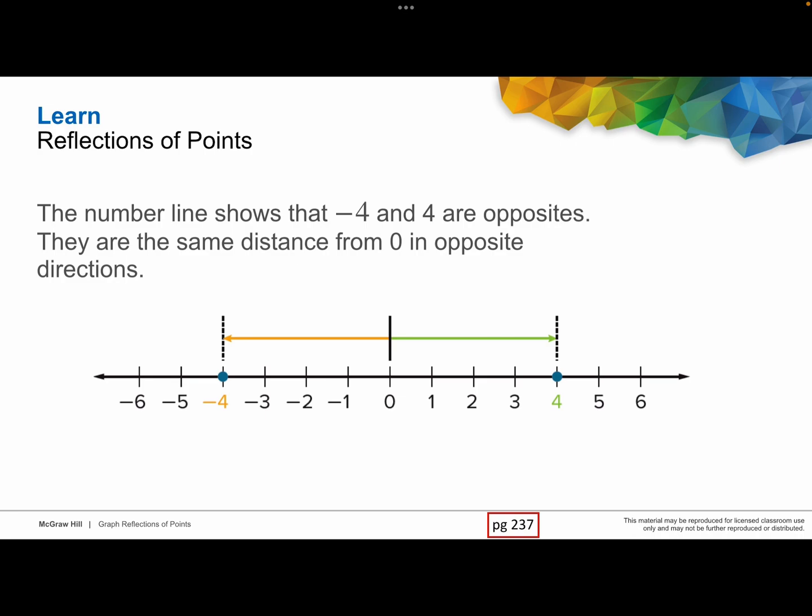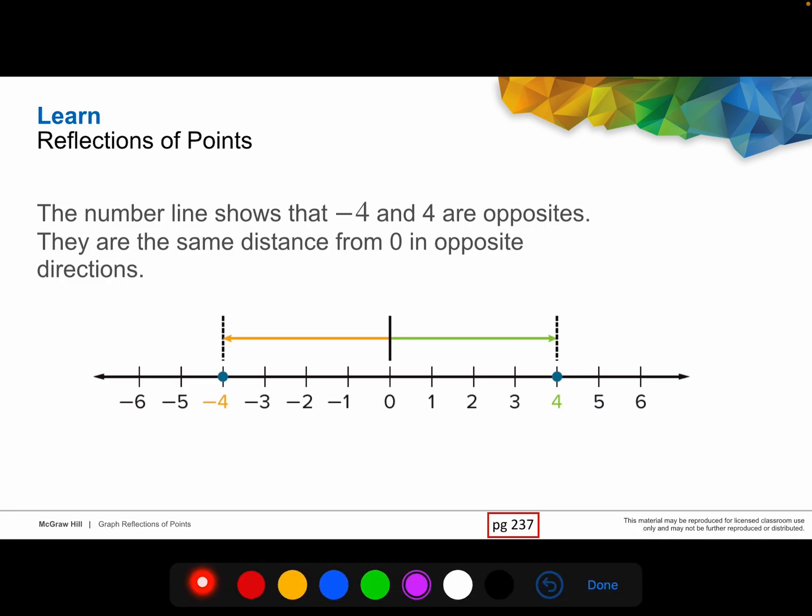Similarly, if you look at the number line, you'll see that the points -4 and 4 are opposites. They are the same distance from 0 in opposite directions. So you can literally imagine that this is like a mirror over here on 0.